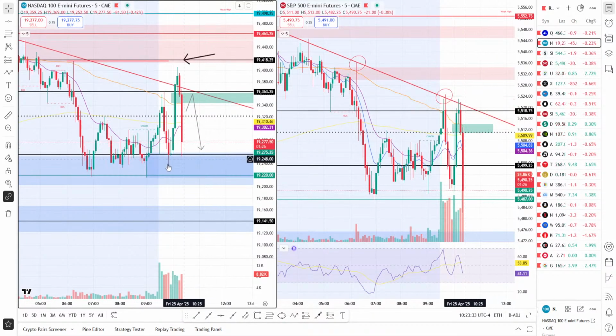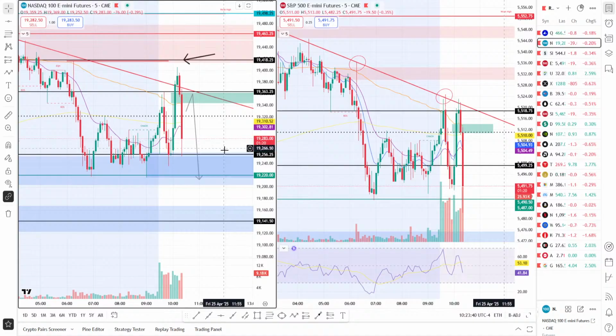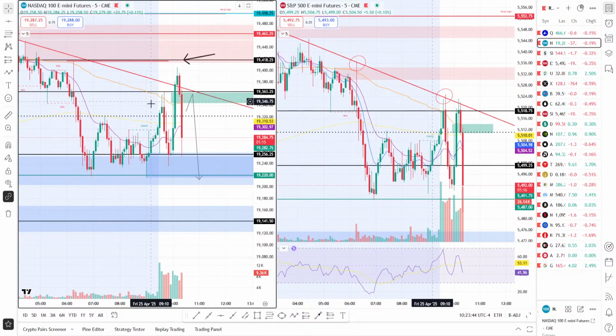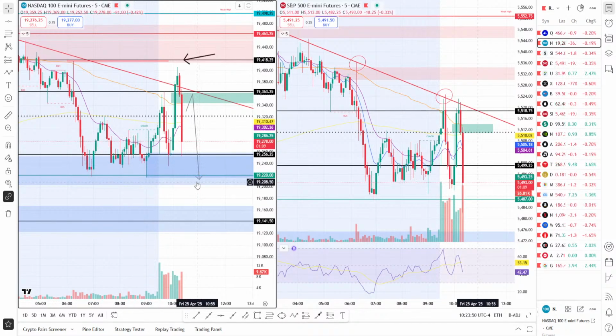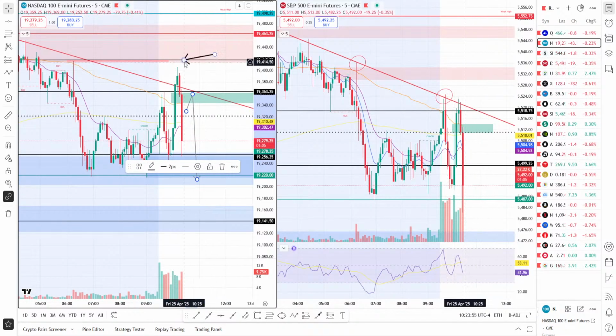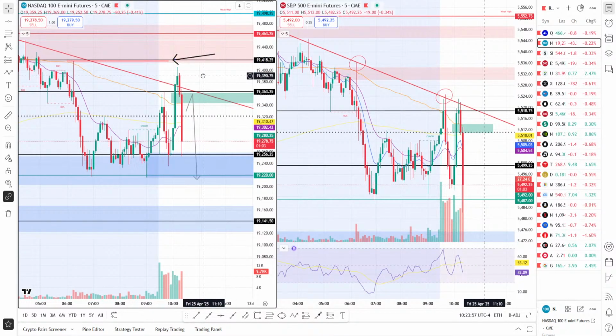All right, looks like we're going after these equal lows after all. That was the initial thought this morning, but then we pushed up. Right, so I'm looking for these areas of liquidity. We have equal lows here, so the market's either going to want to take these lows out, or it's going to want to take this high out.